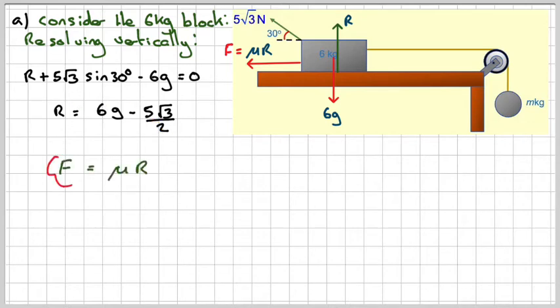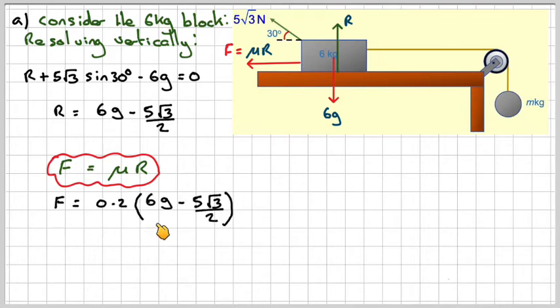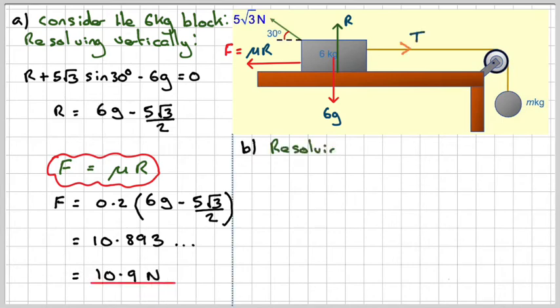And that, using F is equal to μR. μ is 0.2 for the question. We need to work out 0.2 times 6g minus 5√3 over 2, which gives me 10.893 or 10.9 newtons. We now resolve horizontally for part B. Okay, so for part B, we're going to find T, and once we've got T, we can use it here to find m.